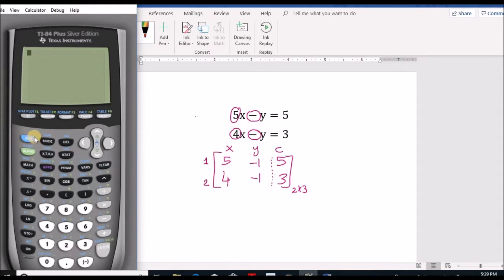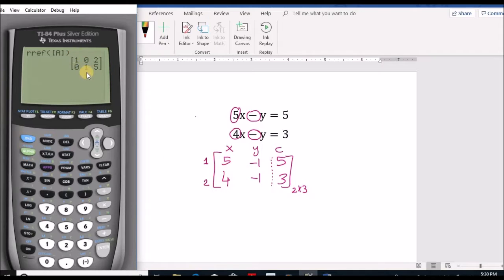Next, how are we going to solve it? You're going to, again, navigate to the matrix menu, second and then matrix, and then you're going to go to the math, and then scroll down to the option rref, and then click enter. Now you need the matrix right here, so you're going to go second and then matrix, and then you're going to select the first one since the first one is the one we edited, and then close the parentheses and click enter. You notice that now we have a solution.